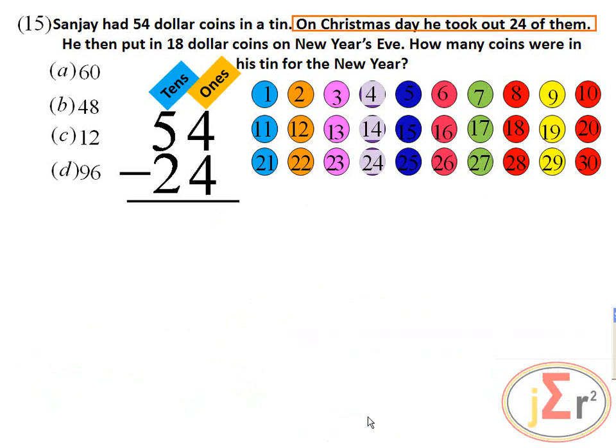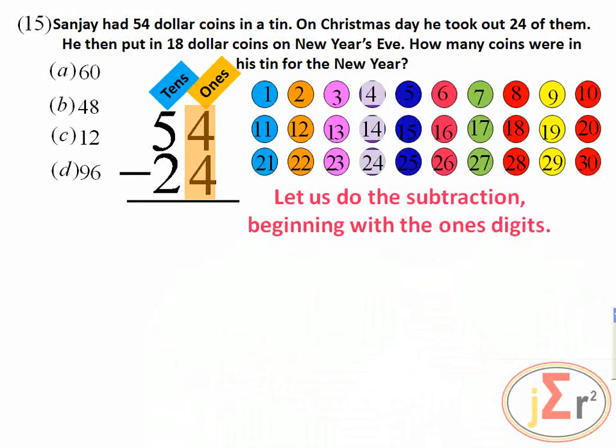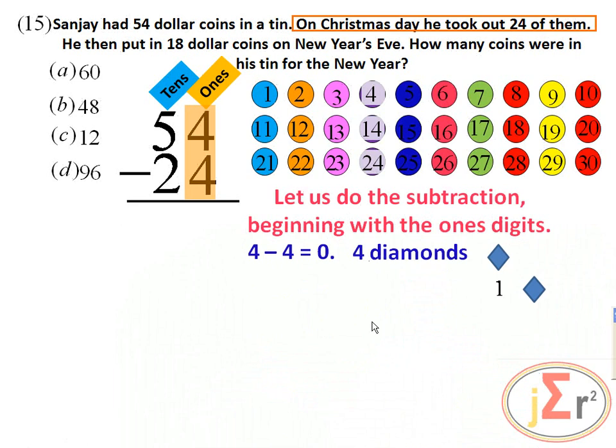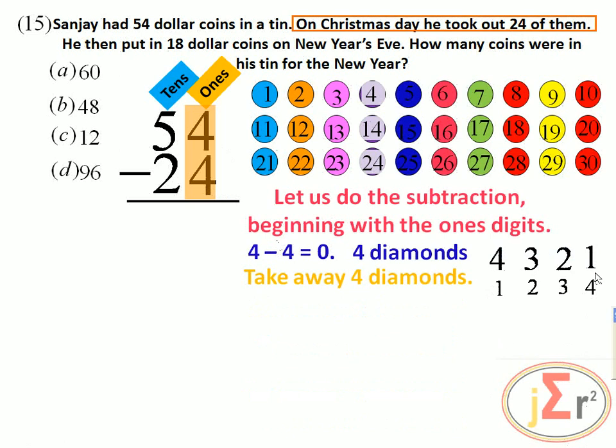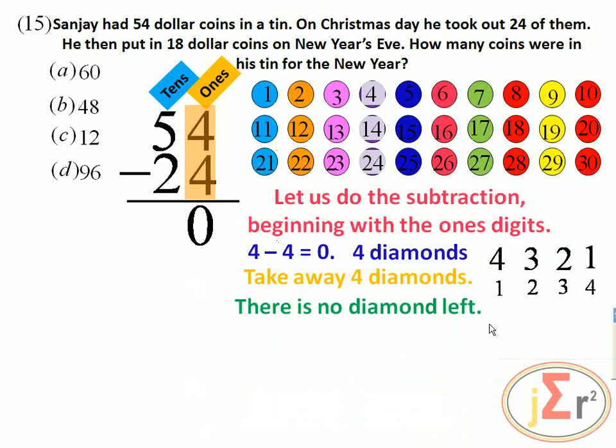So go ahead and subtract. On Christmas Day, he took out 24. So what do we say? When we have 4 things and we take away 4, what is the result, Jerry? 0. All right. So let us do the subtraction, beginning with the ones digit. 4 minus 4, and that gives 0. So we have how many diamonds? 4 diamonds. See, we have our 4 diamonds there. So we need to take away how many diamonds? 4. So we will take away 4 diamonds. What do we get? 0. Do we have any diamonds left? No. So there is no diamond left. So the result is 0.